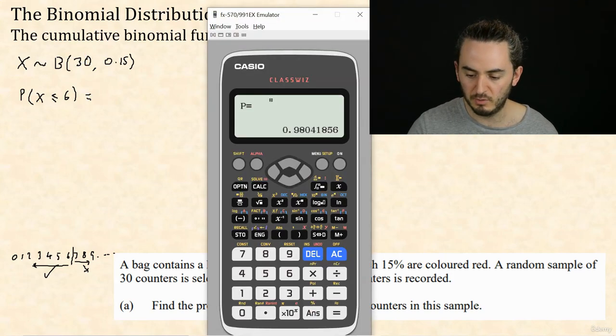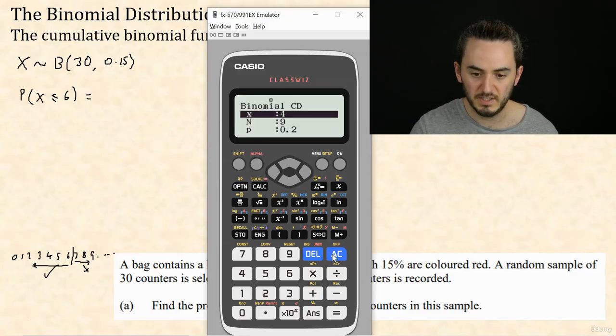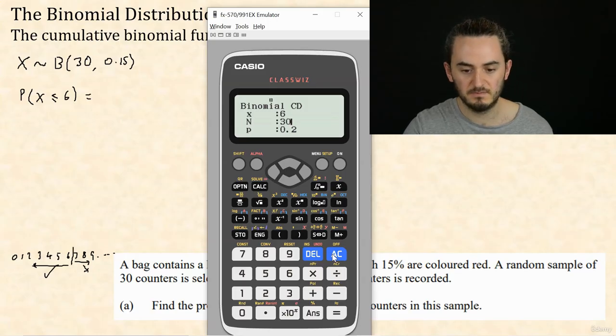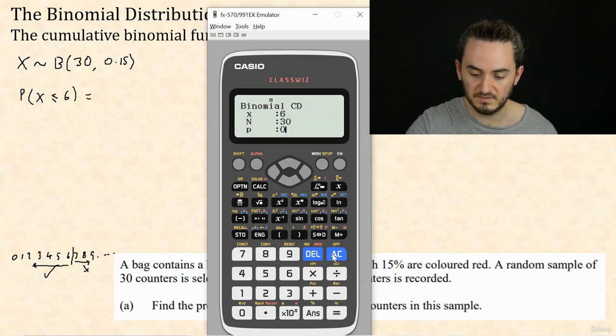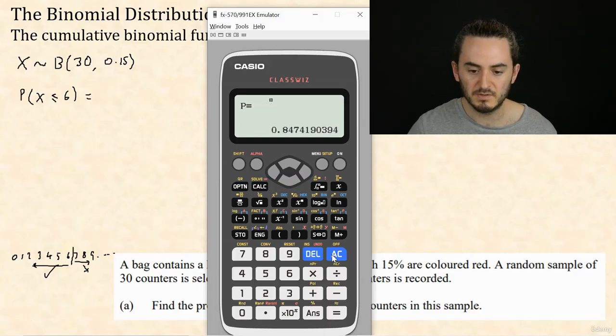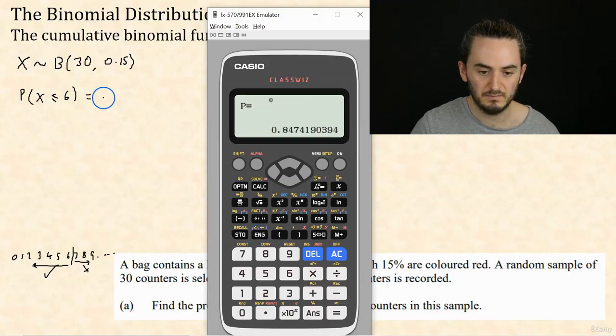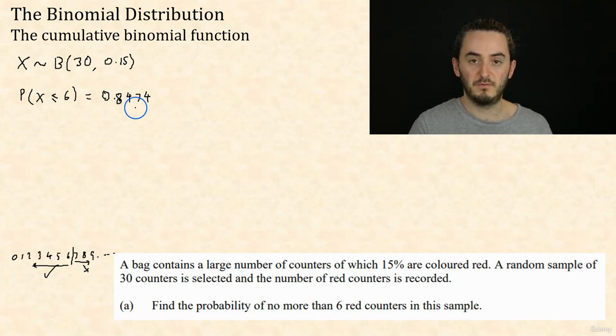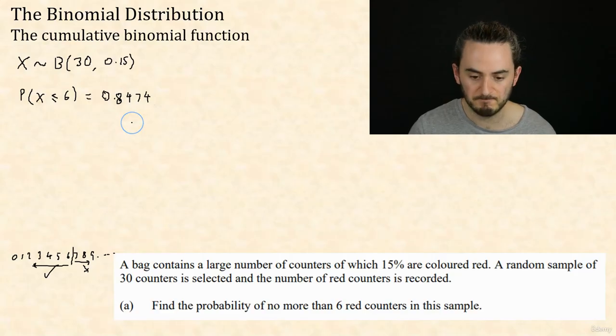All right, so this is our old answer, so just AC to clear that away. And we need to put in some new information. So x is 6 because it's less than or equal to 6. N is the number of trials, which is 30. P is the probability of success, which is 0.15. And there's our answer, 0.8474. You'll see that I pretty much always go with 4 significant figures here, if I can.